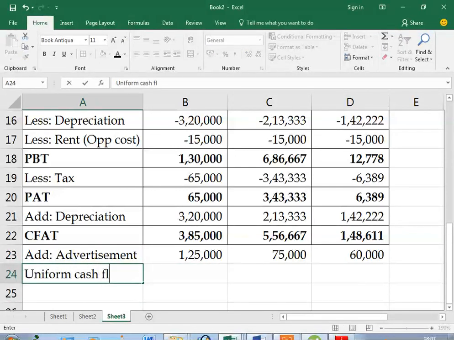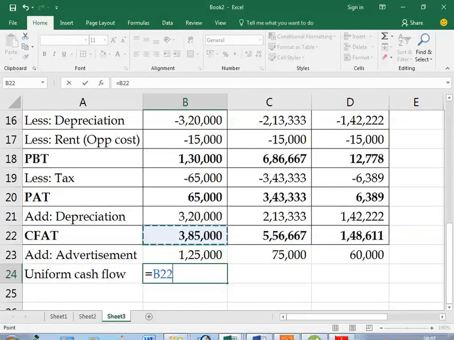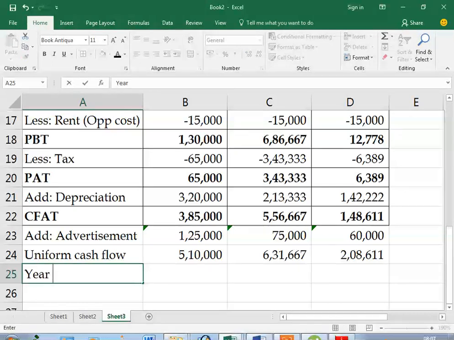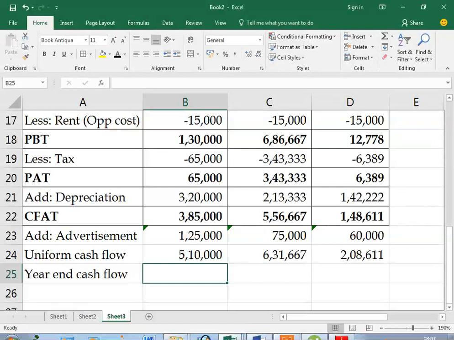Uniform cash flow. Year-end cash flow. Now, what is this year-end cash flow? I'll explain. Wait. Beginning of year 2, how much is the advertisement? 75,000. Now, advertisement was 125, 75 and 60. 125 went to year 0. 75 has come to year 1. 60,000 has come to year 2.